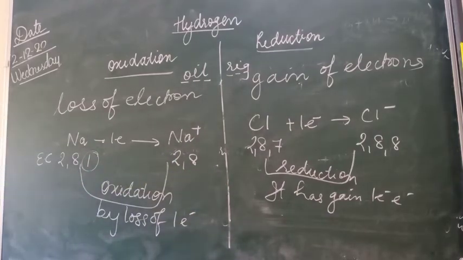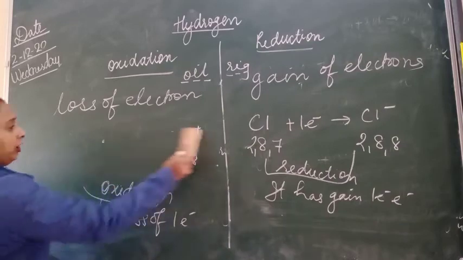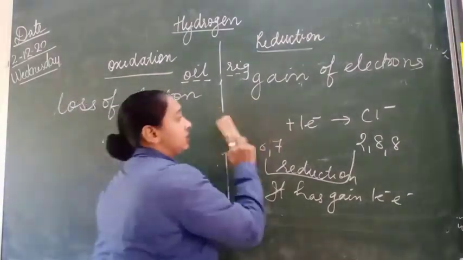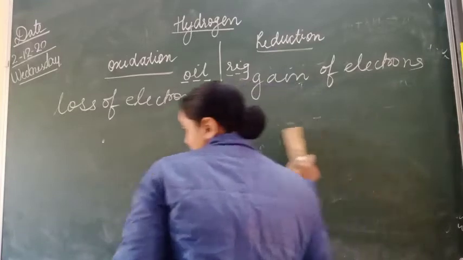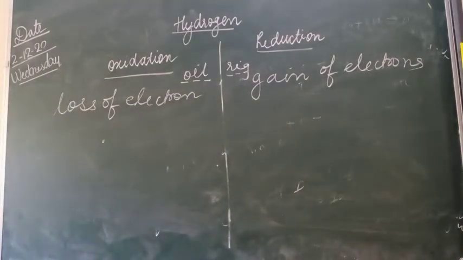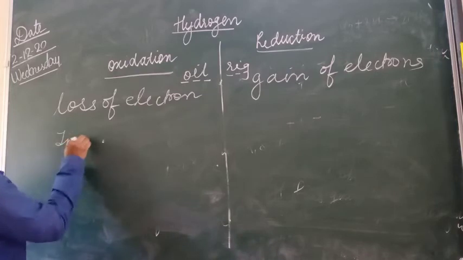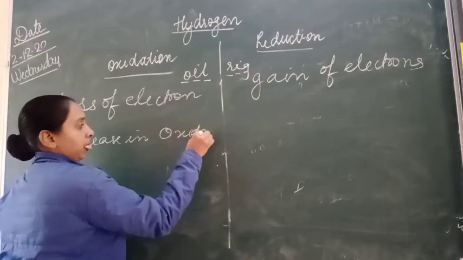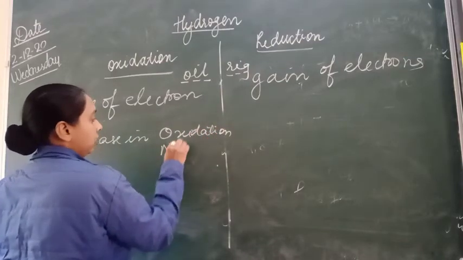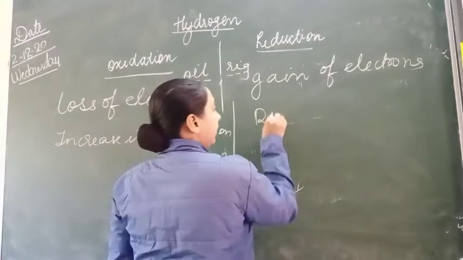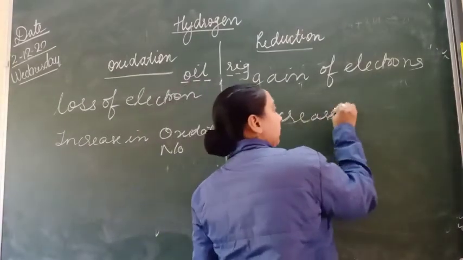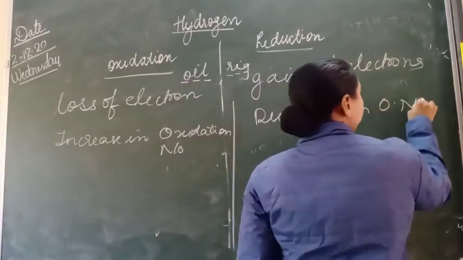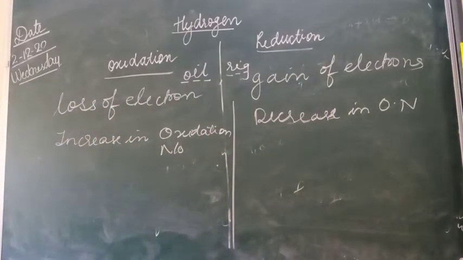Now if you see your textbook, there also they have mentioned it this way only. Here, this is loss and this is gain. Now the other one is increase in oxidation number and decrease in oxidation number. So oxidation means increase in oxidation number, and here reduction is decrease in oxidation number. Okay, now how will you check this?